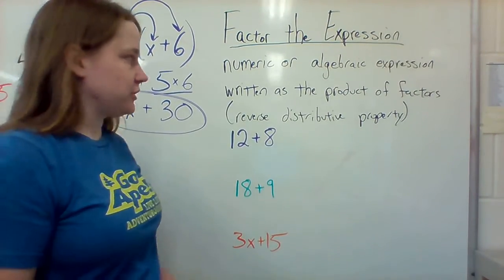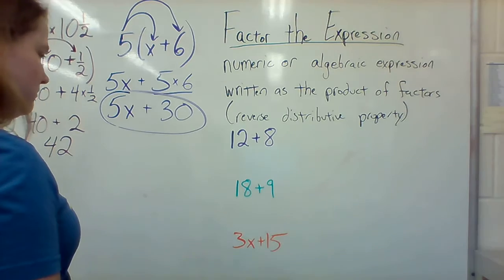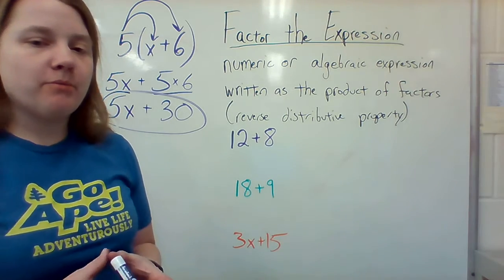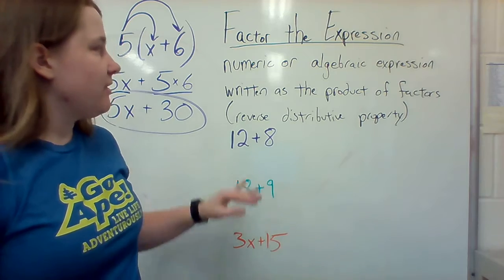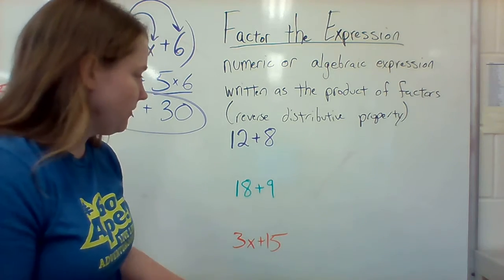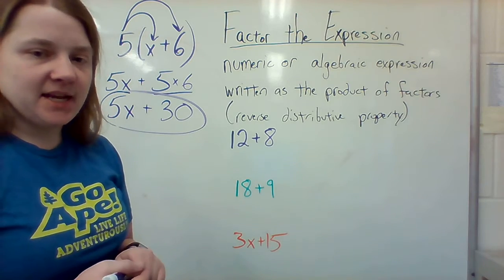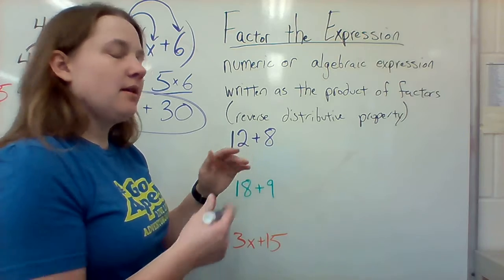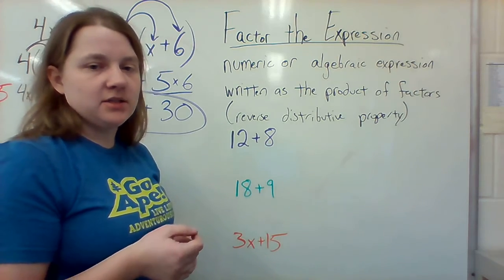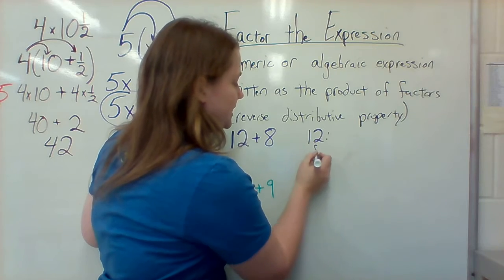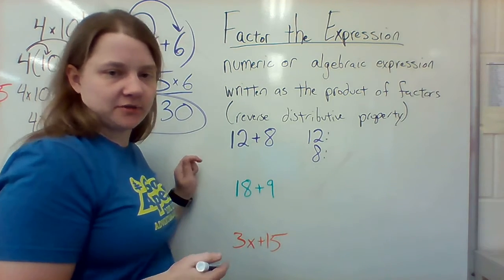And when you factor the expression, purple, green, orange, you're going to basically do the opposite. These have already used the distributive property, and we're going to work backwards on it. So when we look at 12 plus 8, I want to see what number can multiply into two numbers being added to get 12 plus 8. So I take the 12, and I take the 8. And I need the factors for each of these.